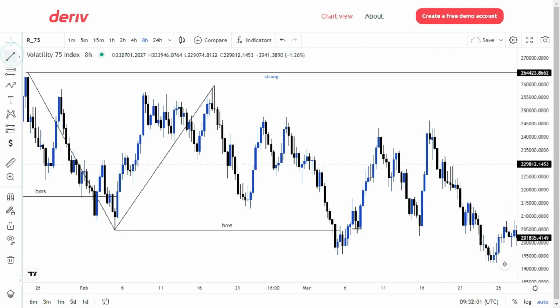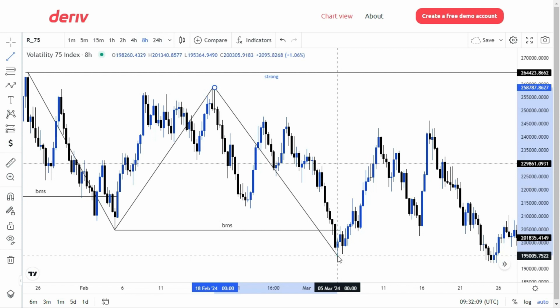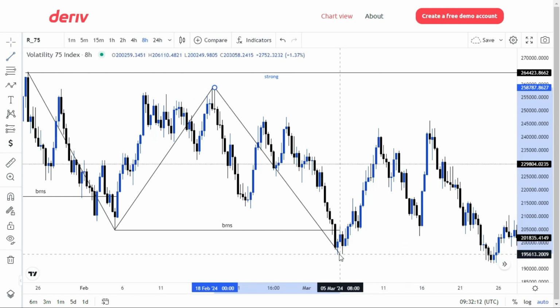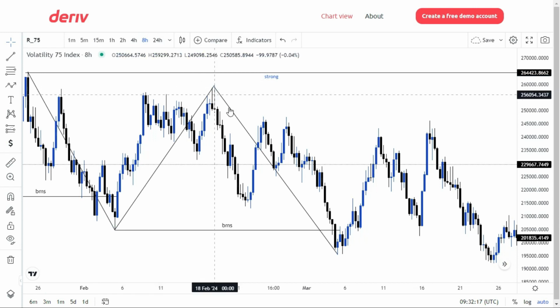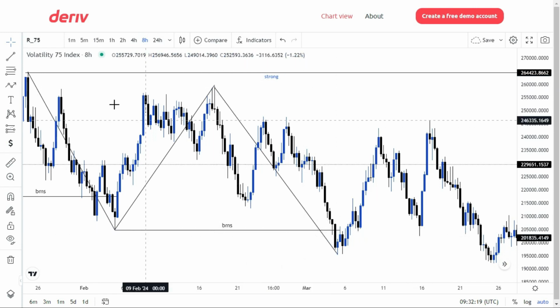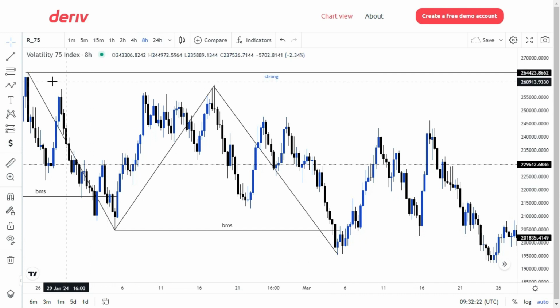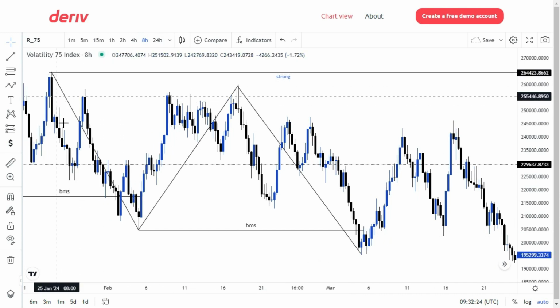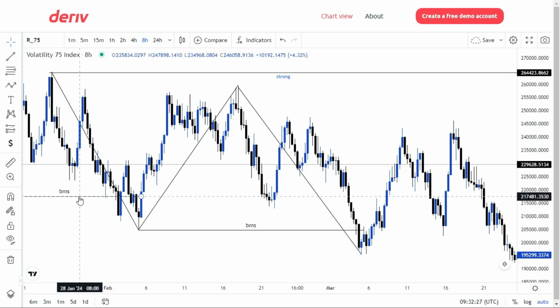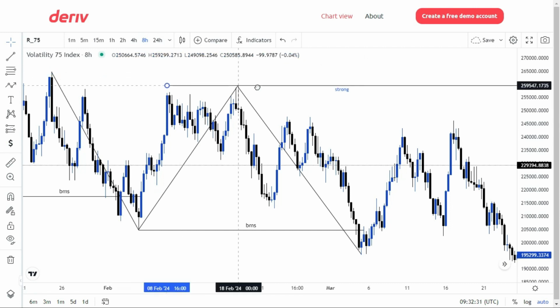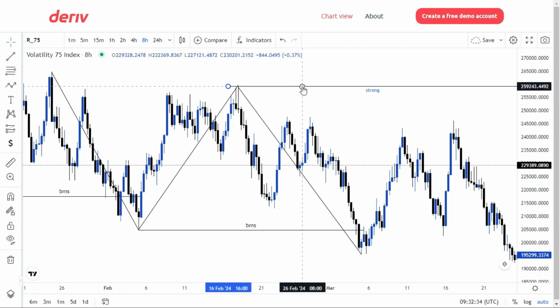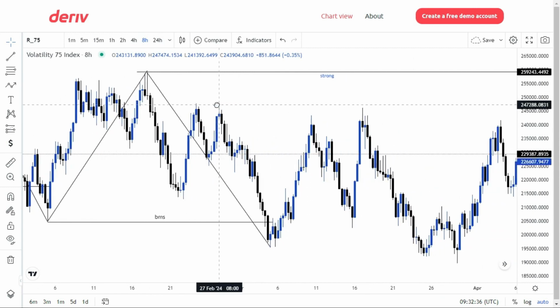So our strong high shifts from this one to this one, because this one is the one that has caused this break in market structure. This was a strong high when it caused price to break this weak low that we had here, right? That's when it was working as a strong high. The one that actually caused a break in market structure is what we refer to as a strong high. Then after this, we'll have a weak low here.